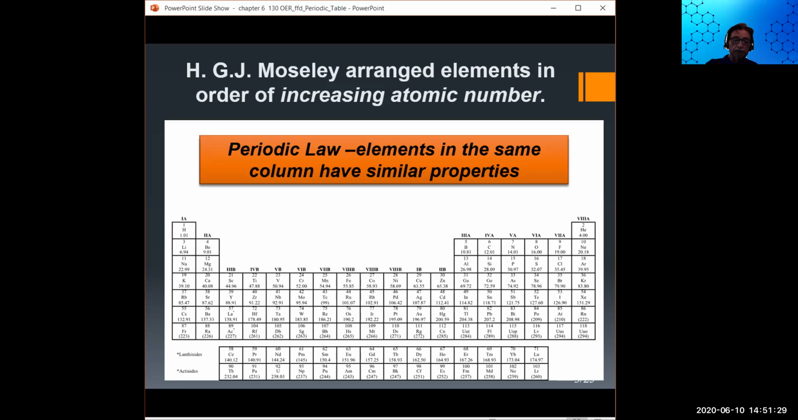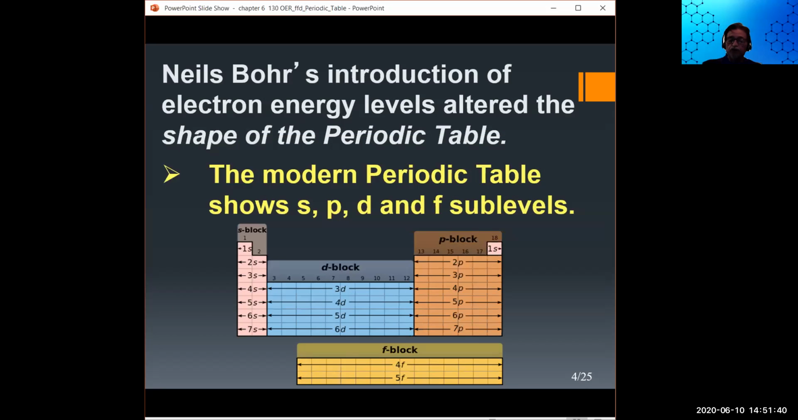So anyway, Moseley arranged them in increasing atomic number. Okay. And then as our introduction to energy levels came into play, and we talked about the electron configuration of the electrons, and I say, hey, think about group 1 and 2. Think of those as the S elements, or we here in this case call them the S block. And then the ones from 3A to 8A, think of those as the P block. And then we got the D block and the F block.